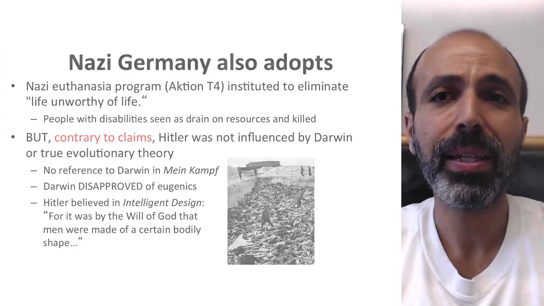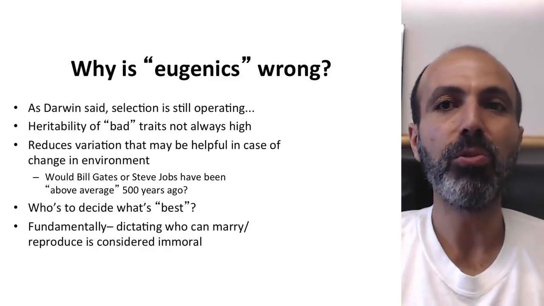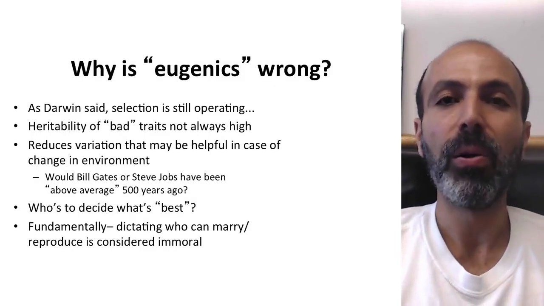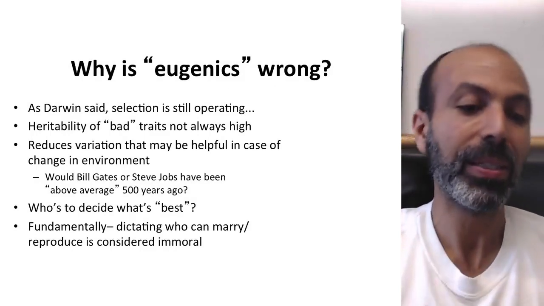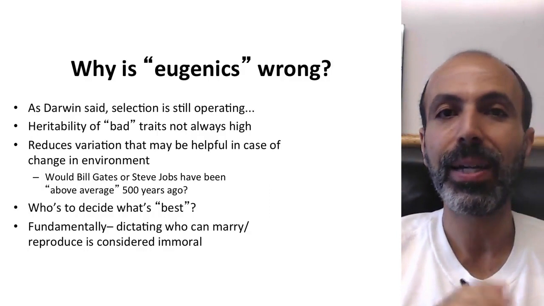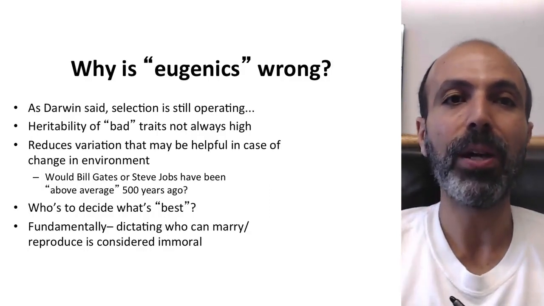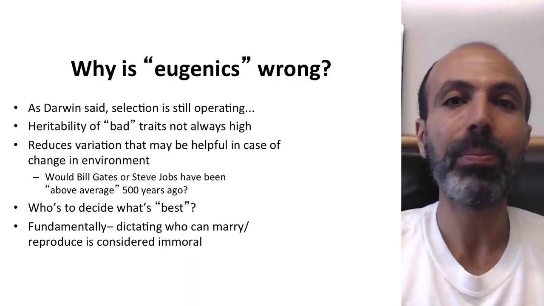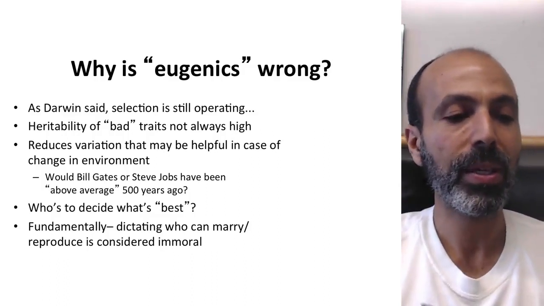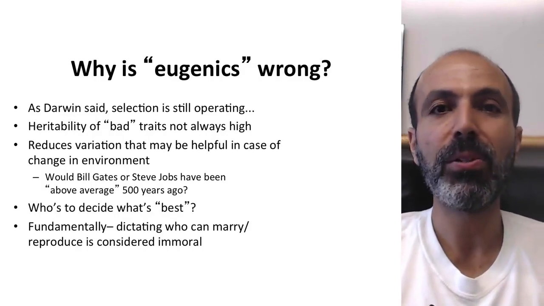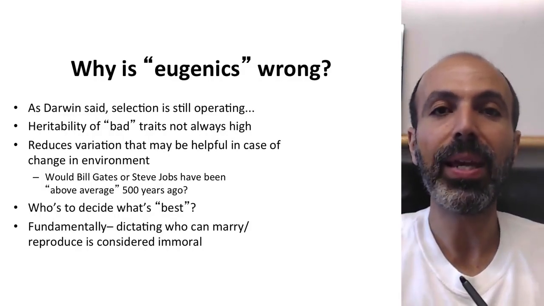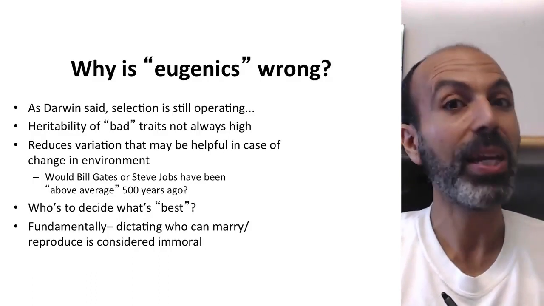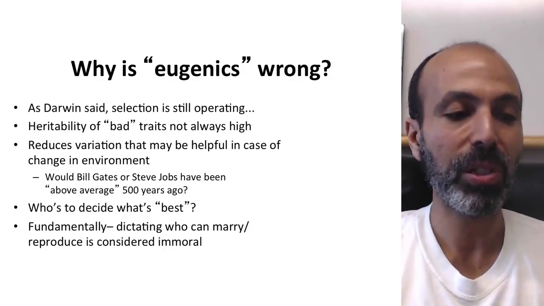Now, let's take it a step back. Why is eugenics wrong? I've been sort of implying through this whole time that eugenics is wrong, or at best questionable, but I think it actually is wrong. Well, again, as Darwin said, selection is still operating on humans no matter what. That we do have bad mutations coming up all the time and being eliminated from the population just naturally without any human interference. The heritability of bad traits is not always very high. So taking individuals and trying to stop their reproduction because they have these bad traits will not necessarily change how much these bad traits are apparent in the next generation.